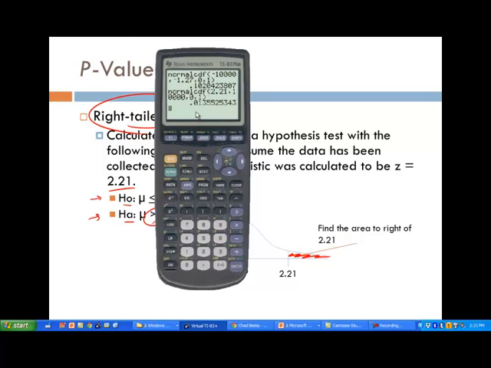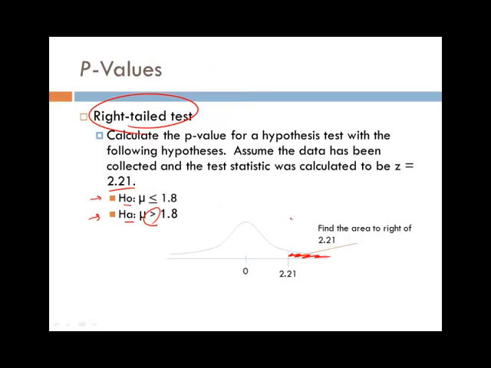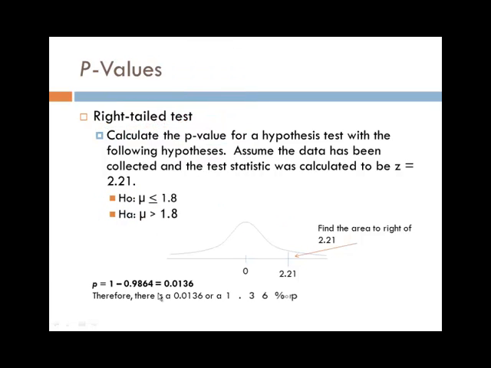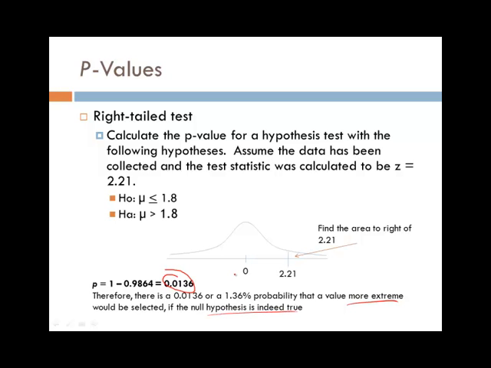So 0.0136 approximately. There it is. So there's a 1.36% probability that a value more extreme would be selected if the null hypothesis is indeed true. Try not to go too far down that rabbit hole, but that is what we're looking at when we say the p-value.